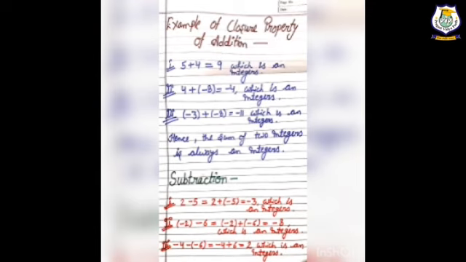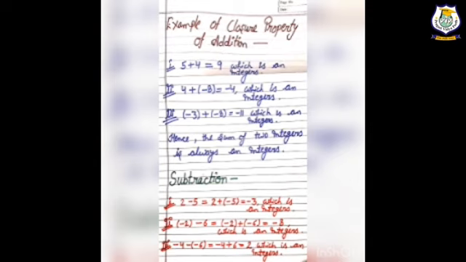In the second example, I will take one positive and one negative integer. If we are finding the addition of one positive and another negative integer, we will again get an integer in the answer. And for the third example, if we are taking both integers as negative integers, still their sum is also a negative integer. Hence, we can say that the sum of two integers is always an integer.